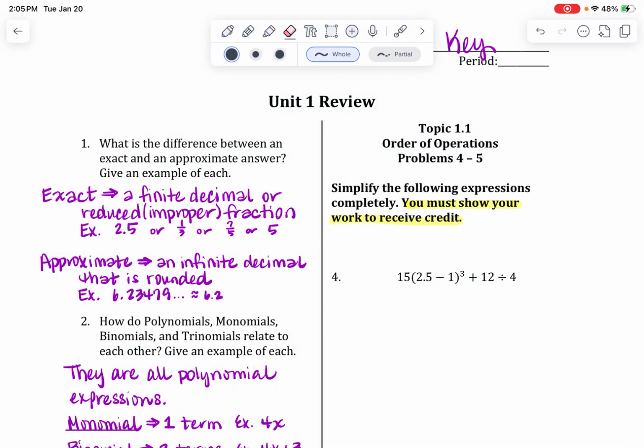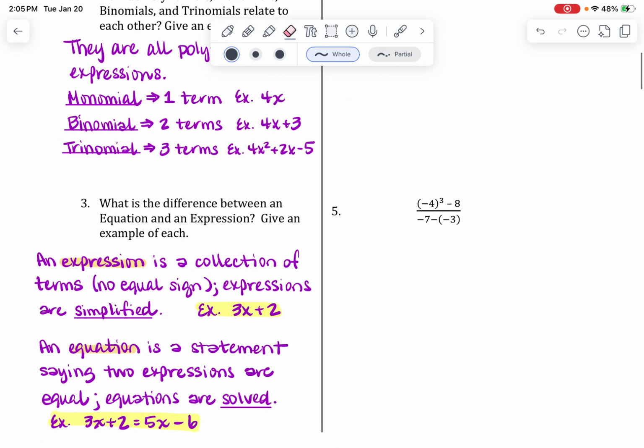All right, you guys, I'm going to briefly go through and work out each problem on our Unit 1 review. Feel free to rewind, fast forward, speed it up, whatever you need to do to help you out. I'm not going to really go over these first three.